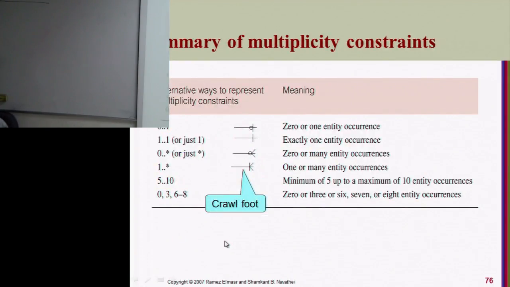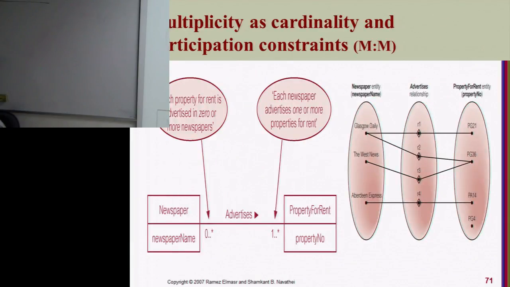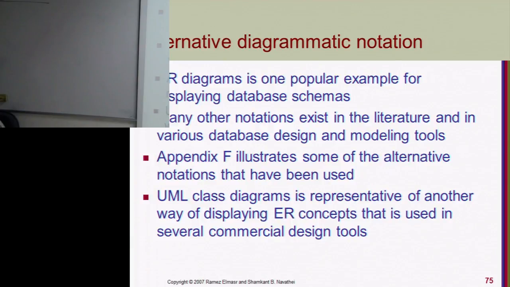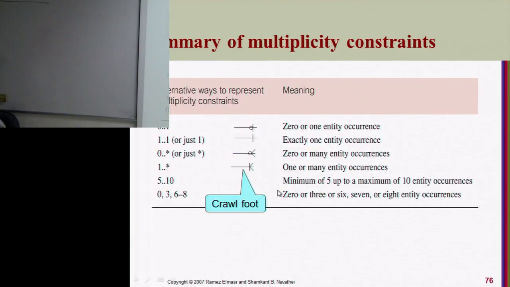Let me describe another representation. We use this notation here to represent the multiplicity. There are many other representations. In fact, this representation started being used when the UML notation was developed. But before this, we were using another notation. It's very important to know. This notation is called Crow's foot notation. Crow's foot is like the chicken foot.